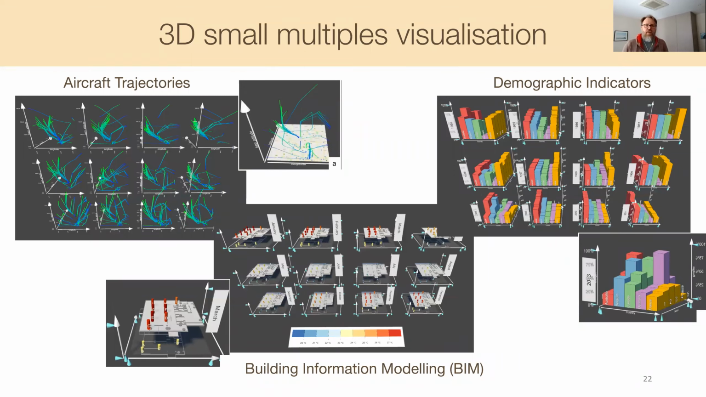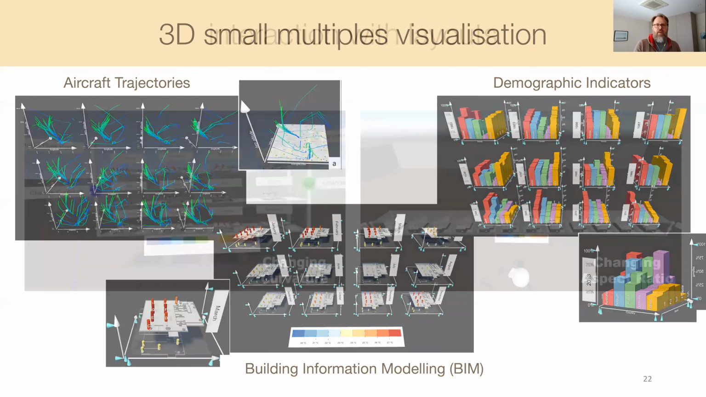So of course we think immersive small multiples will be more useful if you have 3D data. So he's looking at these different potential data sets like aircraft trajectories, BIM models. We were doing some work with Honeywell at the time, and they're very interested in BIM information, and just more abstract data like a 3D bar graph that has the demographic indicators of different countries.